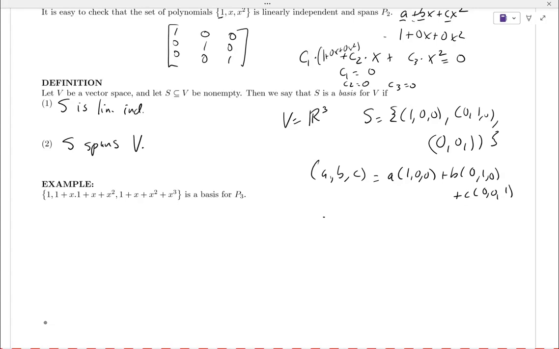We're claiming it is a basis for P3. Remember, P3 again is the set of polynomials of degree 3 or less, and then including the zero polynomial, since the zero polynomial doesn't have a degree. All right, so again, the idea behind this is that we want to try to form a matrix and row reduce.